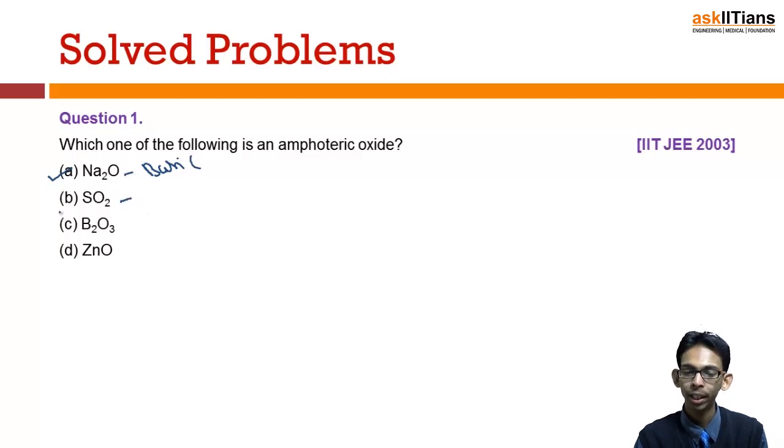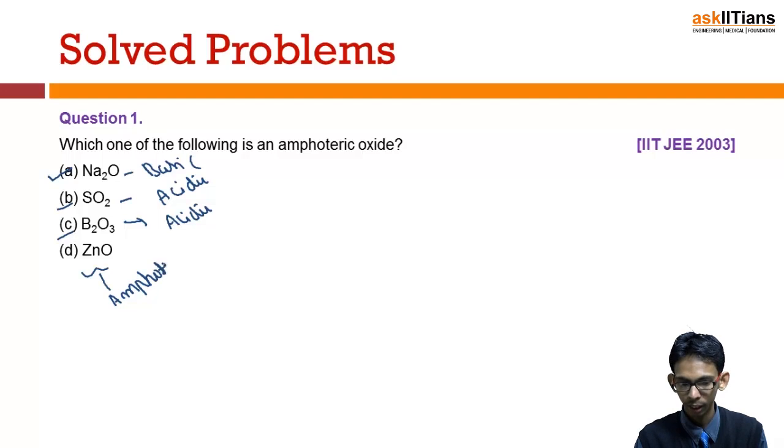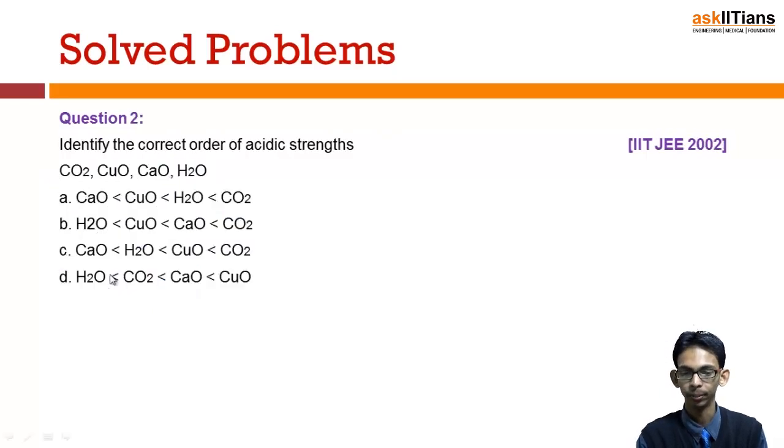Sulfur is a non-metal, and non-metals form acidic oxides, so this would be acidic. Similar is the case with this. Boron is also a non-metal, so this would also be an acidic oxide. Zinc is a metal, but it actually forms an amphoteric oxide. This oxide reacts with both acids and bases, so zinc forms an amphoteric oxide here.